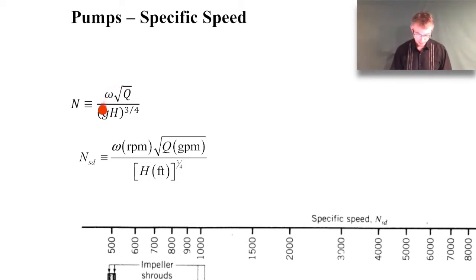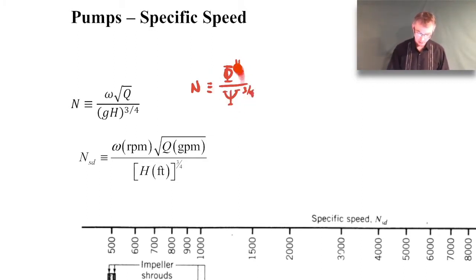And so omega would also be something that you presumably would know. This kind of weird combination of parameters comes about from combining together two dimensionless pump quantities, the dimensionless flow rate and the dimensionless head rise. So it actually comes from the following. Here's the dimensionless flow coefficient raised to the 1/2 power divided by the dimensionless head coefficient raised to the 3/4 power.